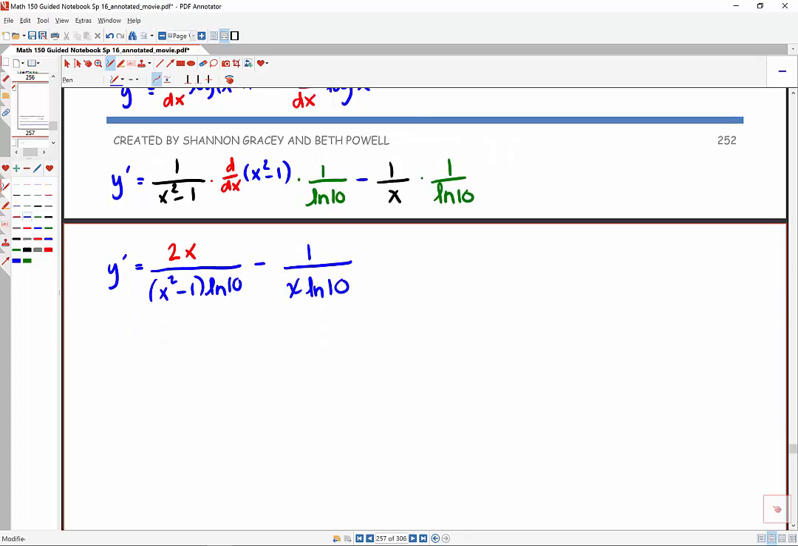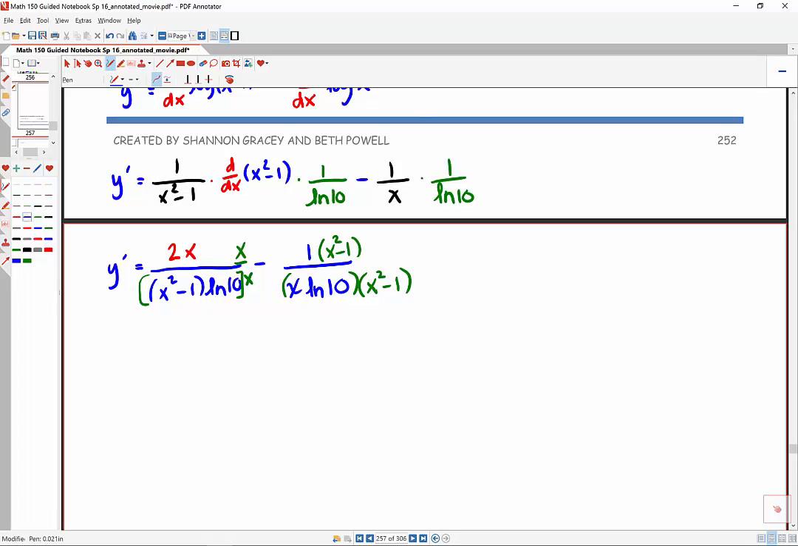So now let's get a common denominator. So I'm going to need to multiply the first one by what? x over x, right? And the second one I'll need to multiply by x squared minus 1 over x squared minus 1. Now do you see we've got a common denominator?